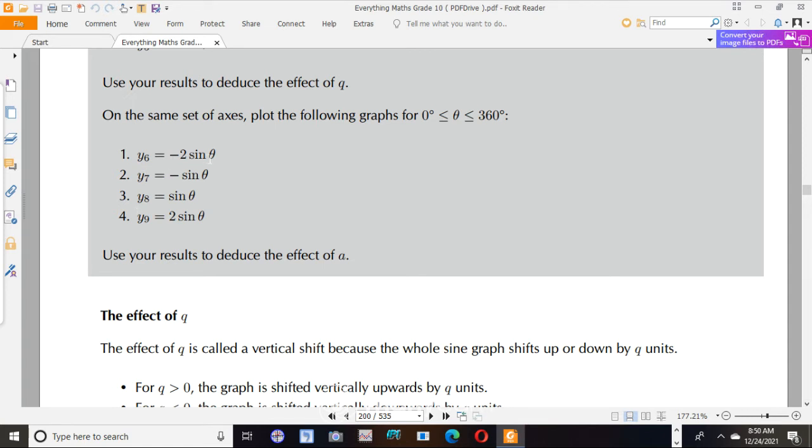On the same set of axes, plot the following graphs for 0 is less than or equal to theta, theta is less than or equal to 360 degrees. Now here q is 0, but the a values are -2, -1, 1, 2. Use your results to deduce the effect of a.